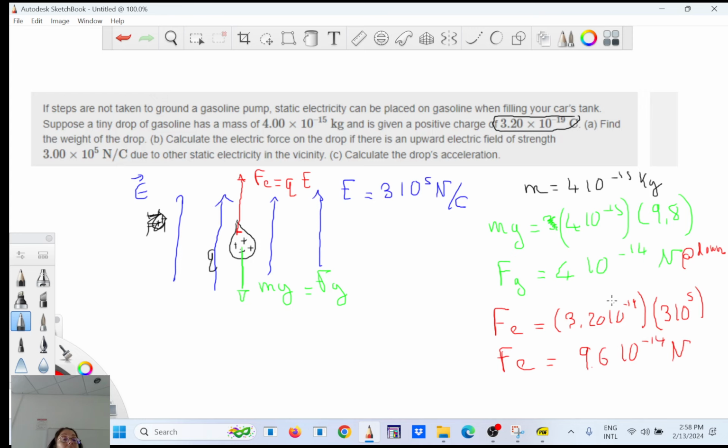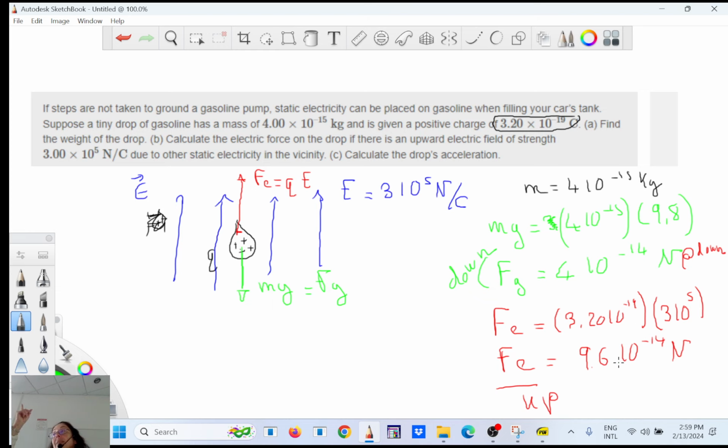Okay. So which one? Forget about the exponent because it's going to be the same. So which one is the strongest? The up. So this is up and this is down. Is the up larger or the down? So the up is 9.6 and the down is 4. So which one is the largest?